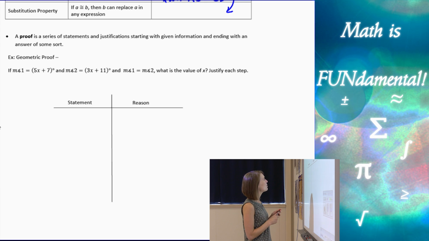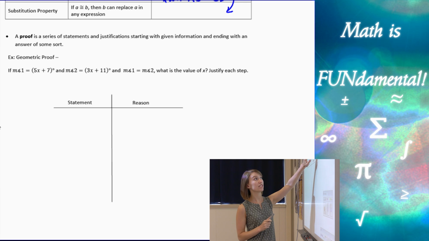All right, if the measure of angle 1 is 5x plus 7 degrees, the measure of angle 2 is 3x plus 11 degrees, and we're given that the measure of angle 1 equals the measure of angle 2, then what is the value of x?